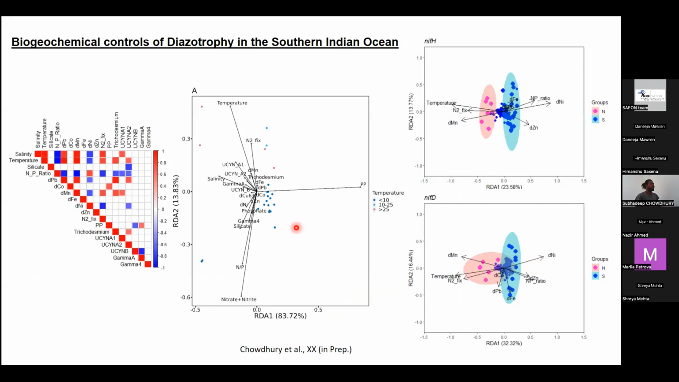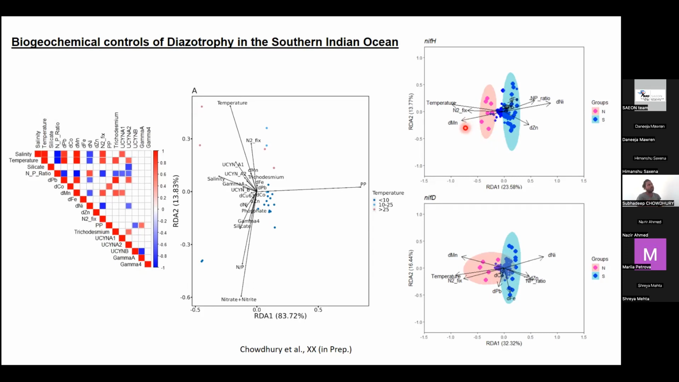To look at who is driving the community in this area, we compiled the trace metals data, inorganic nutrients and physical parameters. What we found is that mainly temperature and manganese are driving the cyanobacterial community, and these are helping the nitrogen fixation activity. We also looked at the amplicons to see what the different parameters are that influence the different diazotroph groups that we detected.